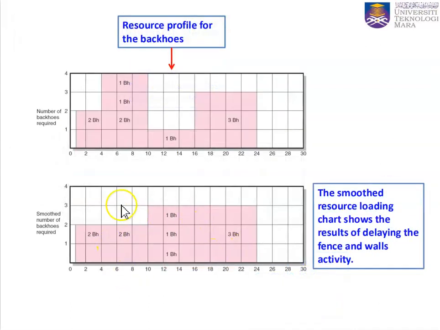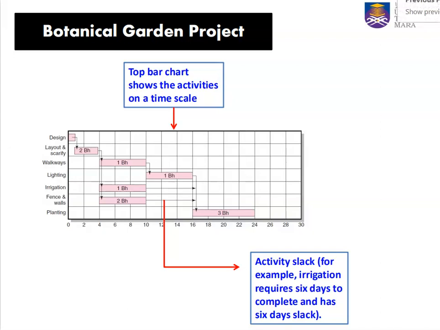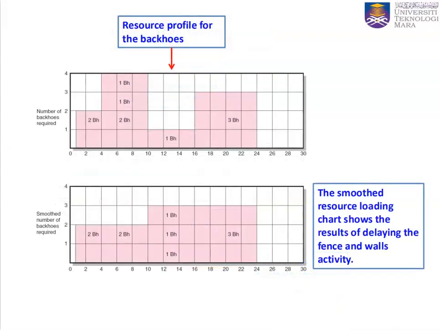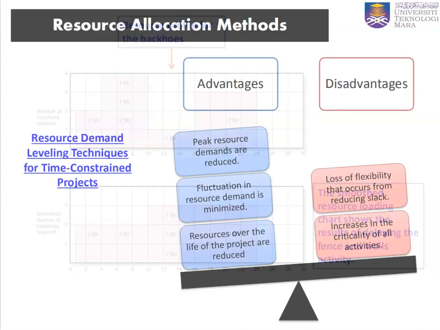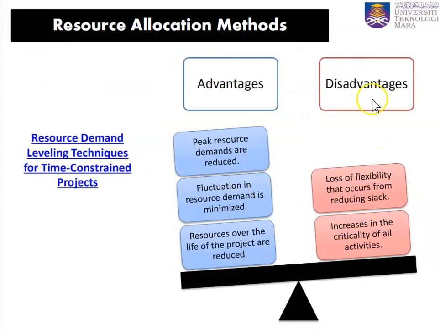Okay, so with that we are doing the resource smoothing. This is what we call resource smoothing. At one time, not more than 3 backhoes is used, and we can still finish on time, which is day 24. Okay, so this is what we call resource smoothing, by delaying the fence and walls activity, or the irrigation process. Okay, so resource allocation methods, resource demand leveling techniques for time constraint projects.